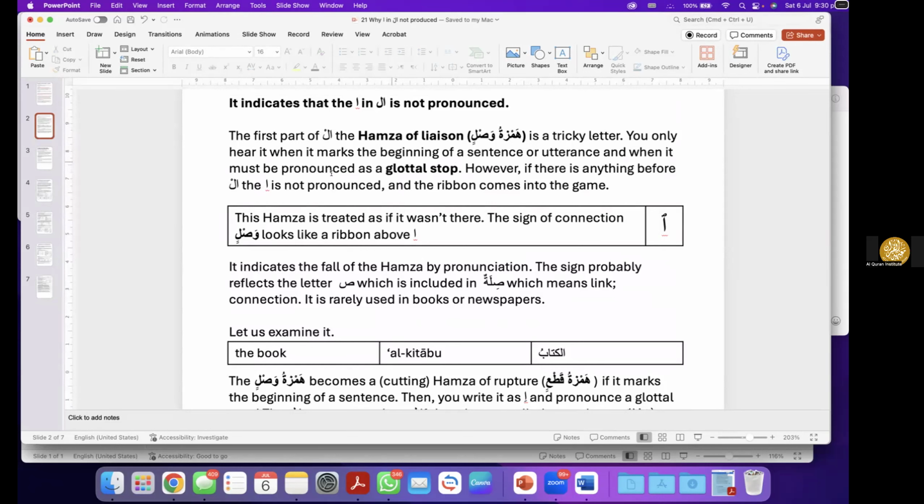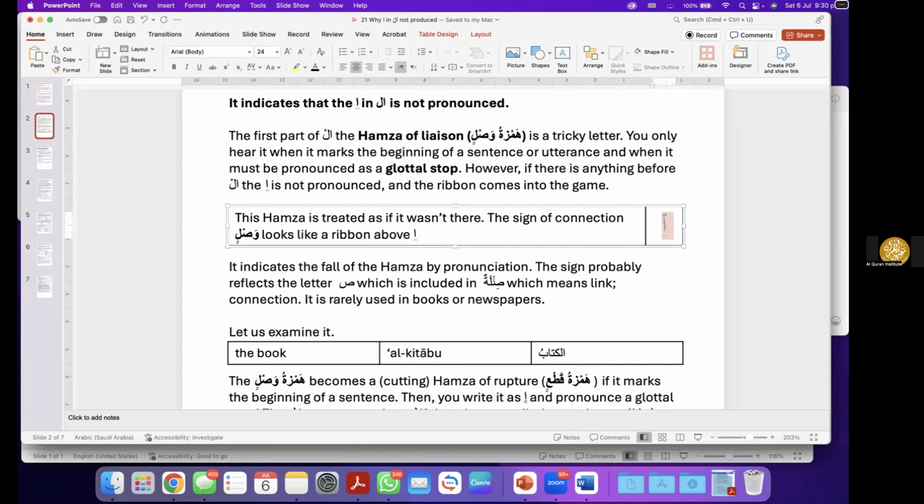However, if there's anything before al, the alif is not pronounced. If there is anything else, like wal, there are many, you remember, al becomes silent. The Hamza is treated as if it wasn't there. The sign of connection, wasla, looks like a ribbon. You already came across that.